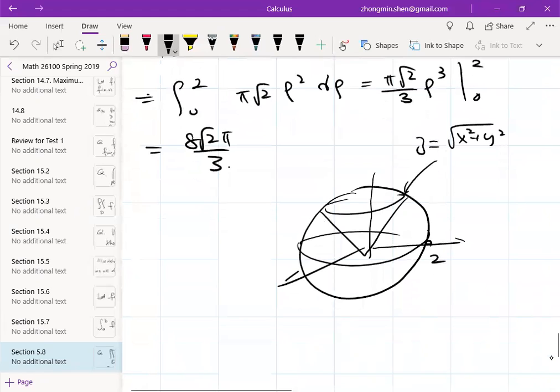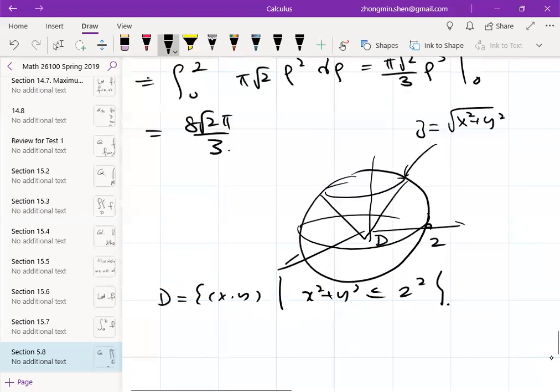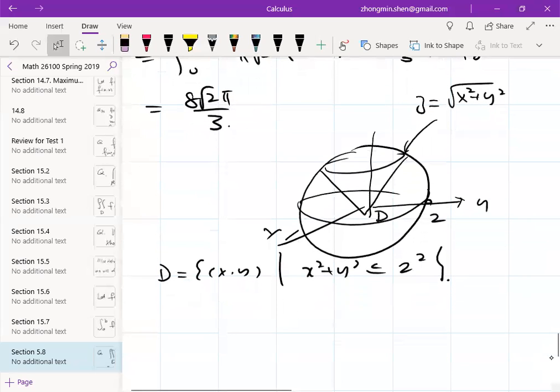There is a little bit of a problem here. What I'm going to do is break it into 2 integrals. So this is D. D is the set of (x, y) with x squared plus y squared less than or equal to 2 squared. That's in the xy plane. That's one way to choose. And there's another circle here. If this is a red circle, I have to determine this circle. What is the radius of that circle?